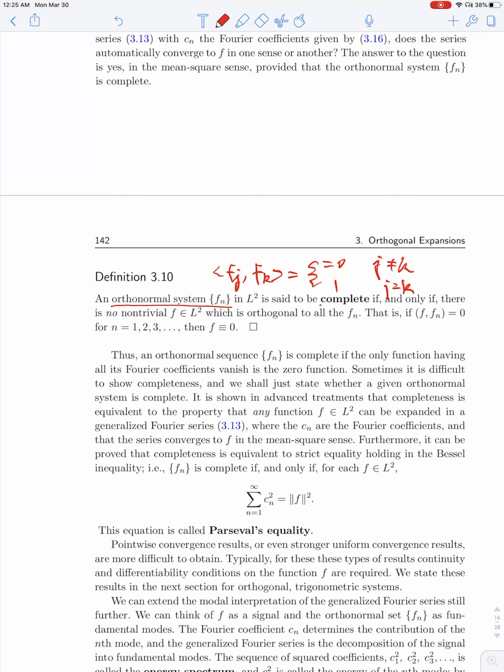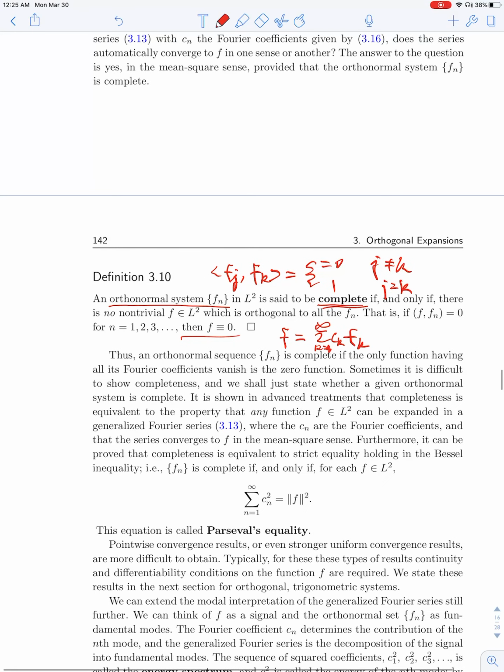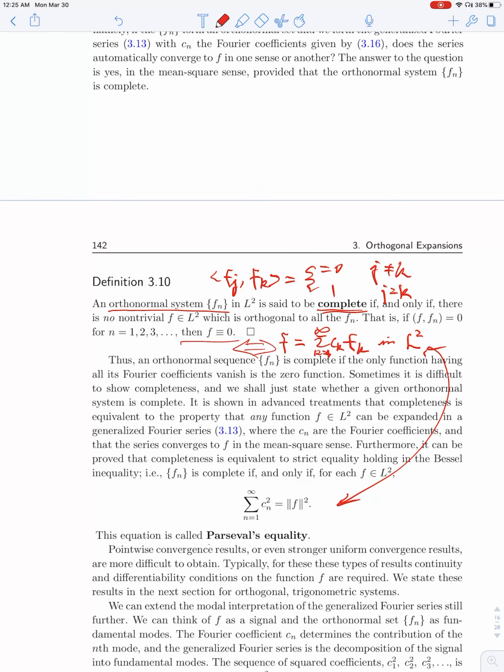Now, your orthonormal system is complete means that every function f can be expressed as an infinite series of this system, let's say k from 1 to infinity. The textbook uses a different definition, but this is equivalent to this. And this convergence is in L2, in mean square. It's mean square convergent, and this is also equivalent to Parseval's inequality.